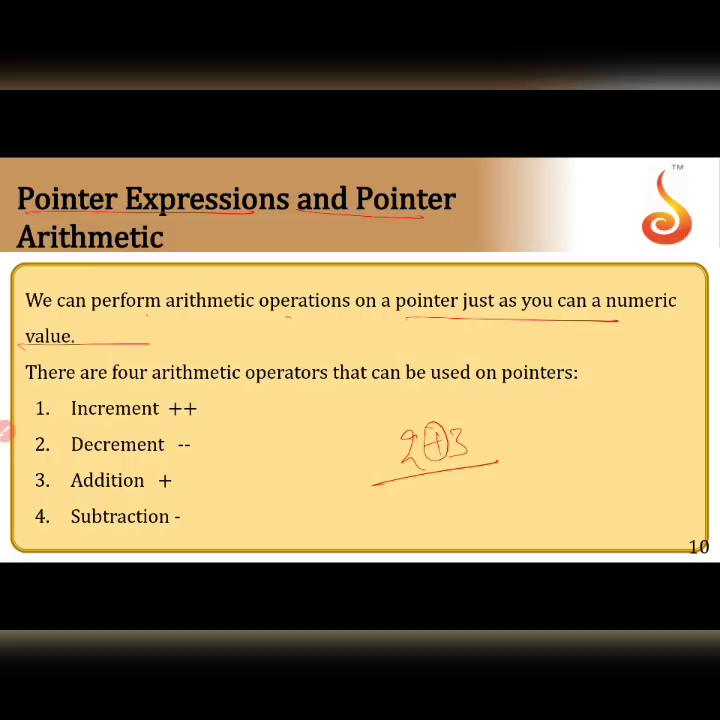The 4 arithmetic operators that can be used on pointers are increment, that is plus plus, which means it is incremented by 1. Decrement is nothing but minus minus, which means that it gets decremented by 1. Addition is plus and subtraction is minus. So these are the arithmetic operators that can be used with pointers, and you can perform arithmetic operations on a pointer just as you perform on a numeric value.